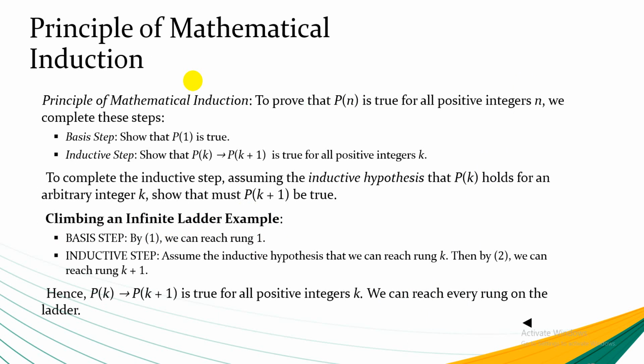Now let's say, what is actually the principle of mathematical induction? This is a proof that is widely used in mathematics. The principle of mathematical induction is to prove that Pn is true for all positive integers n. So we need to have Pn equal to something, or An equal to something. We need to prove that this is true, okay? And to prove that, the way is the following.